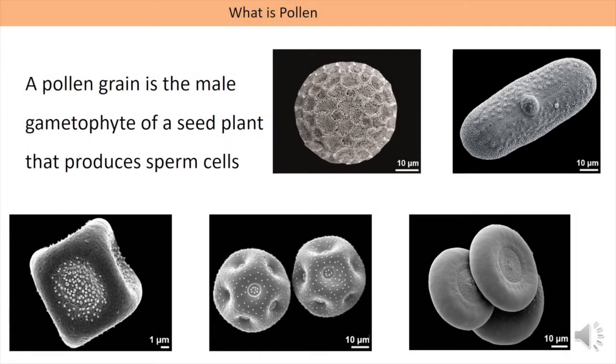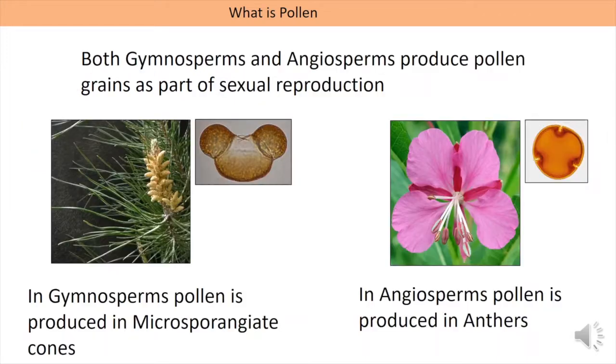In botany, we refer to pollen grains as the male gametophytes of seed plants that produce sperm cells. Pollen are produced by both gymnosperms and angiosperms as part of their sexual reproduction cycles. In gymnosperms, pollen is produced in so-called microsporangiate cones. Most gymnosperms are wind-pollinated. As an example, we see here a bisaccate pinaceous pollen.